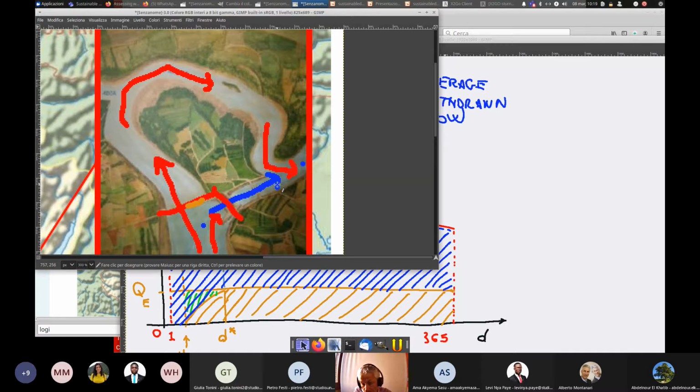Of course, the higher the flow, the higher the energy, and the higher the head, so the higher the difference in elevation between the two blue points, let me make them larger. The difference in elevation between this point and this point, the higher this difference in elevation, the higher the energy. So the amount of produced energy depends on the flow and on the head. The head, again, is the difference in elevation between the two blue points. It's interesting then to use the flow duration curve with some additional information put into it to estimate the amount of energy that we can produce here.